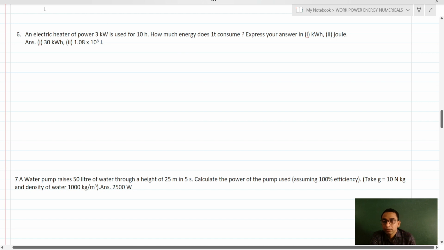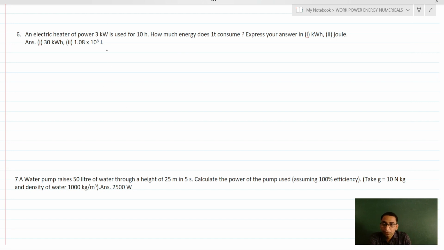Moving ahead, the electric heater of power is given to us as 3000 watt, because that is 3 kilowatt. The time is given to you as 10 hours, and how much energy does it consume, in kilowatt hour and joule, we are supposed to write down.